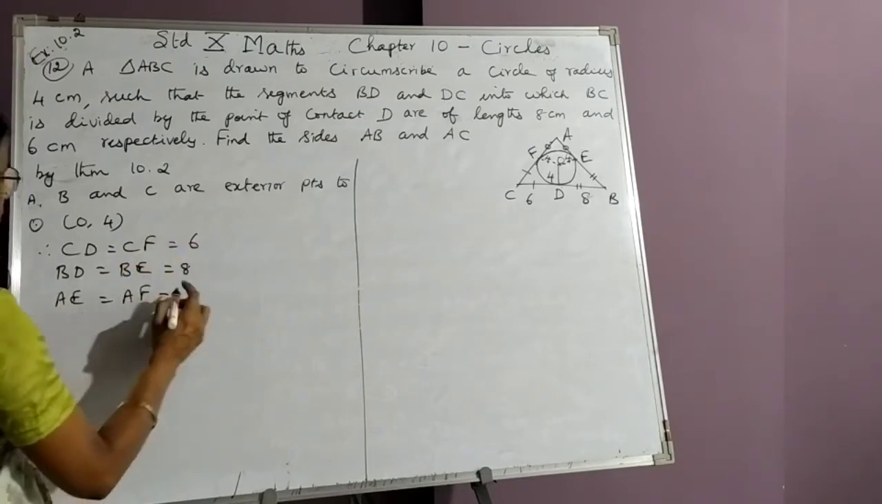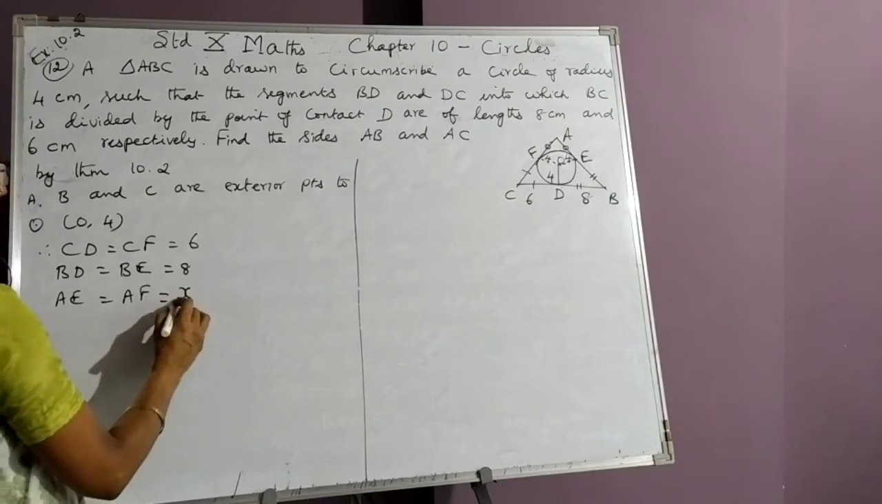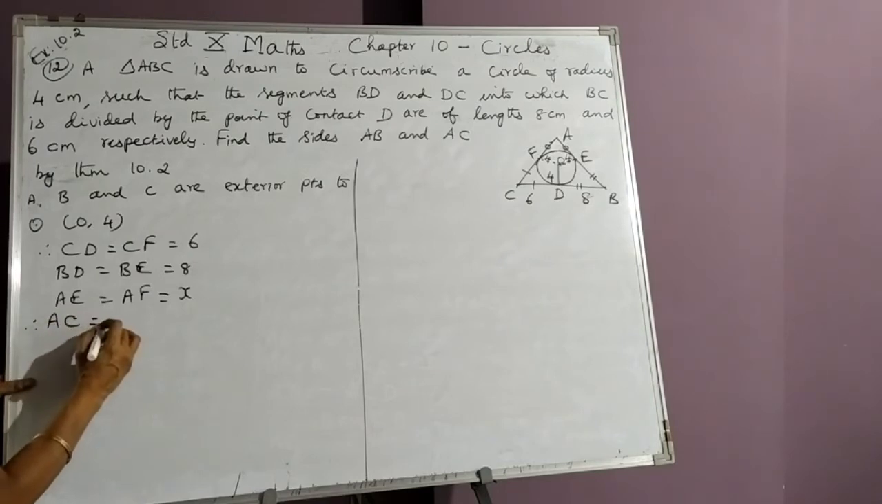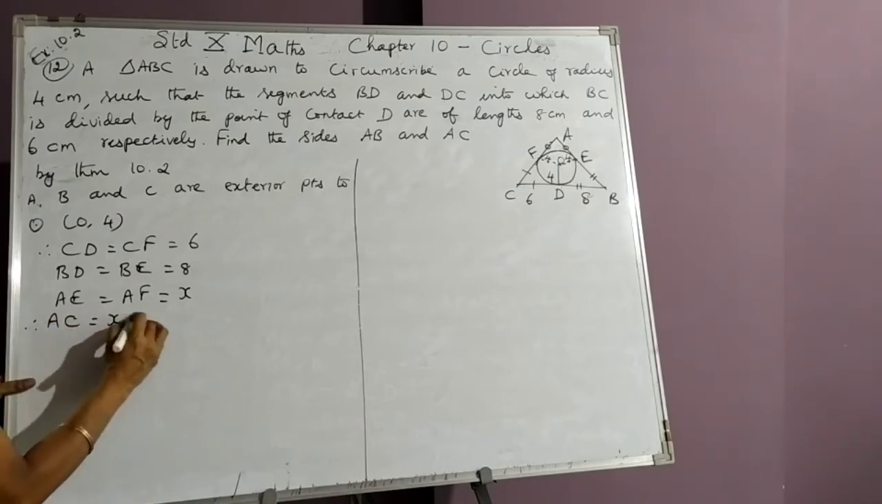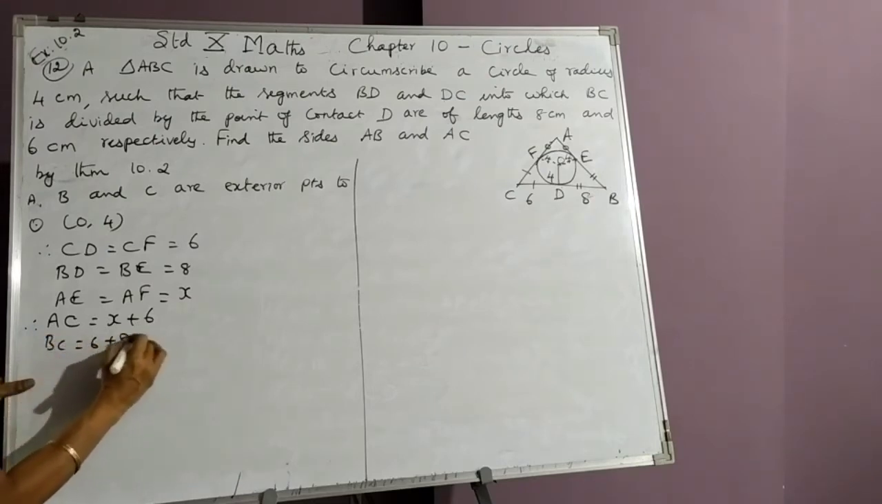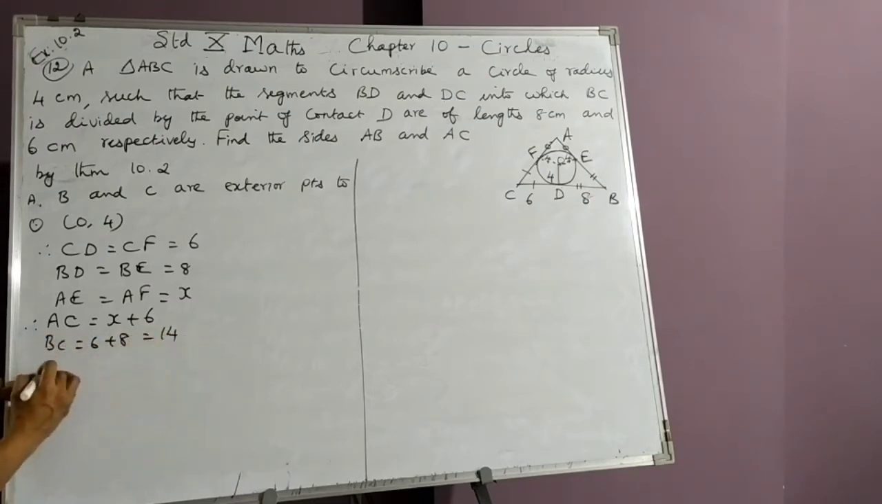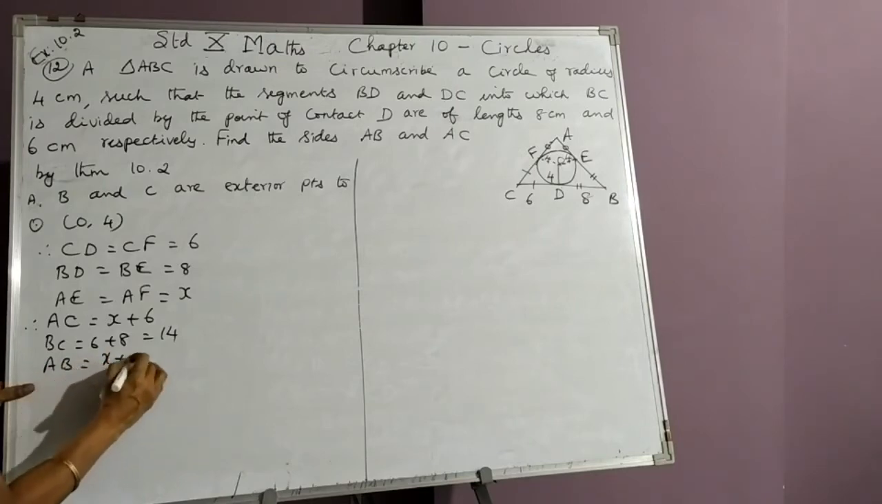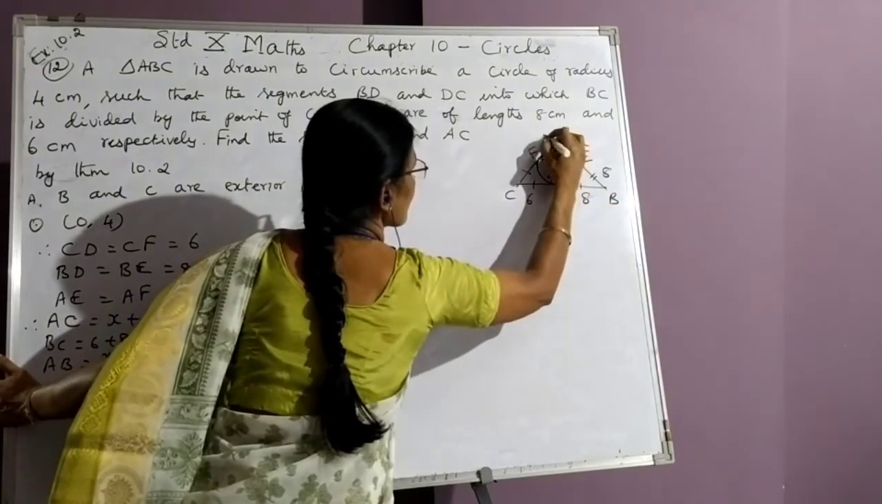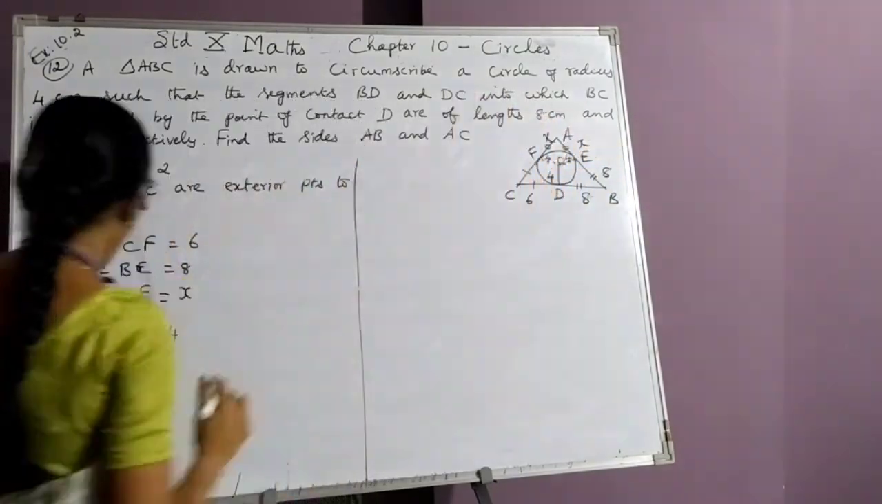These two are not given. Let us assume it is equal to x. Therefore, what is AC? AC is x plus 6. BC is 6 plus 8, which is 14. And AB is x plus 8. This we have assumed equal to x.